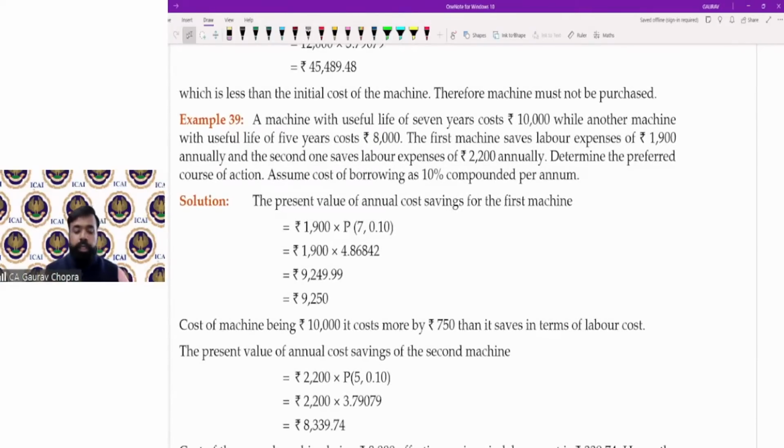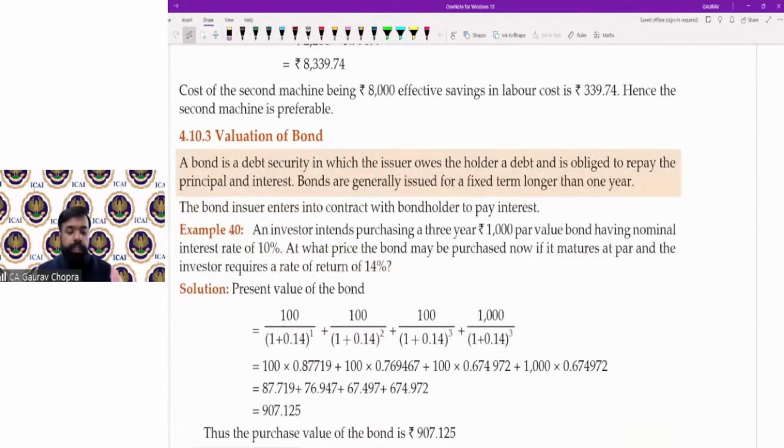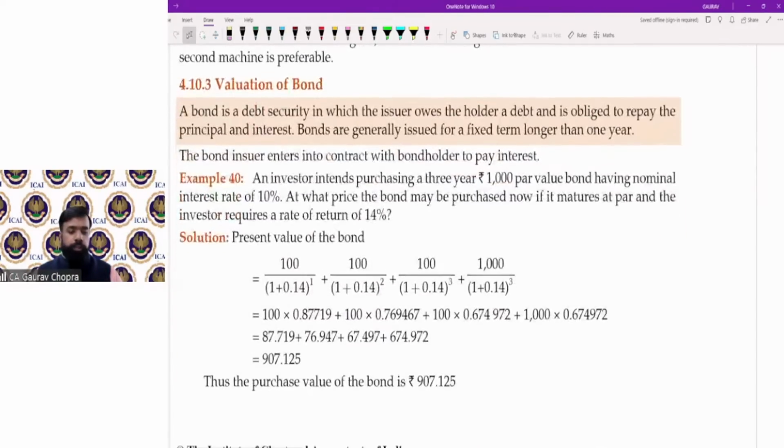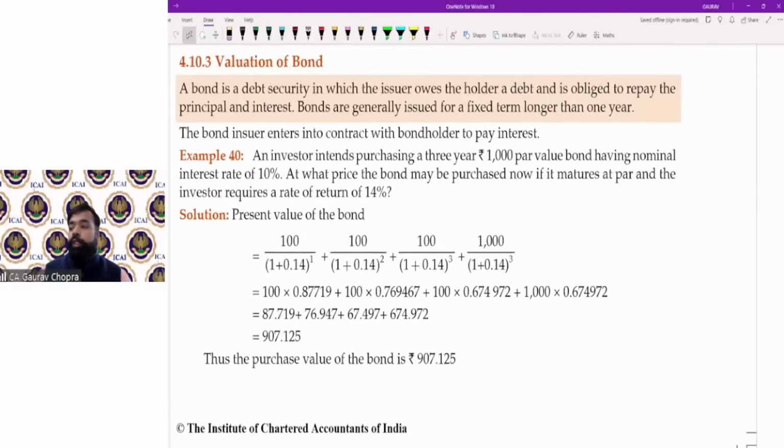So 38 is done. Next, 39 is similar. I think you can do this. Then the next topic is valuation of a bond. Now, if we invest in a bond, then how to do the valuation? How to calculate the value of a bond?